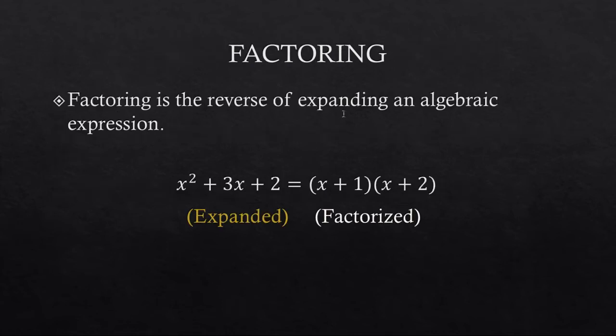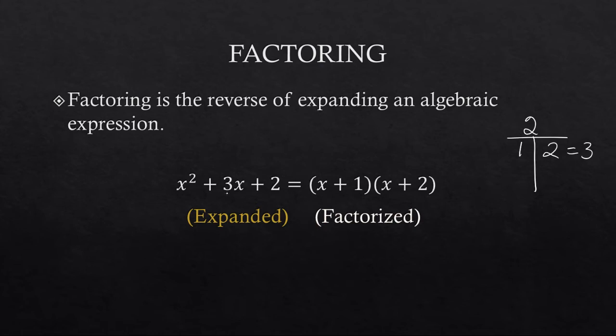Factoring is the reverse of expanding an algebraic expression. So if we have x squared plus 3x plus 2, we want to multiply up to the last term and add up to the middle term. So let's look at the factors of 2. So if we have 2, what multiplies up to 2? Well, 1 times 2. And if we added 1 plus 2, we get 3. So we multiply up to 2, but we need to add up to 3.